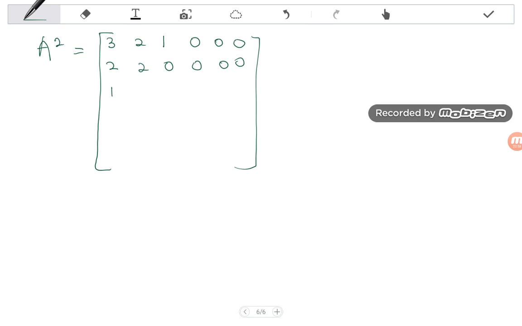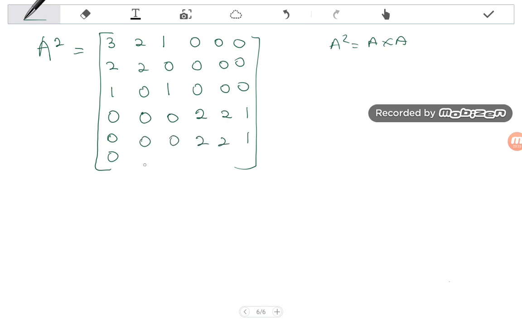Right, then I have 1, 0, 1, 0, 0, 0. I have 0 here, 0 there, 0. Please, you can use any tool at all to do the multiplication. All right, A squared is simply A times A. And if you've been following the lecture so far, by now you should know how to multiply 2 or more matrices.